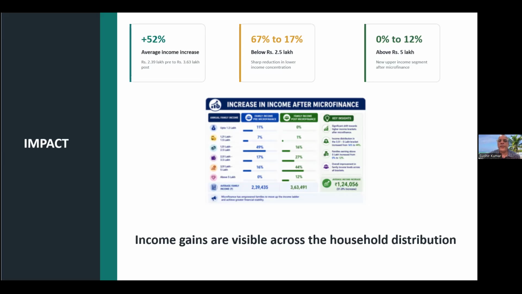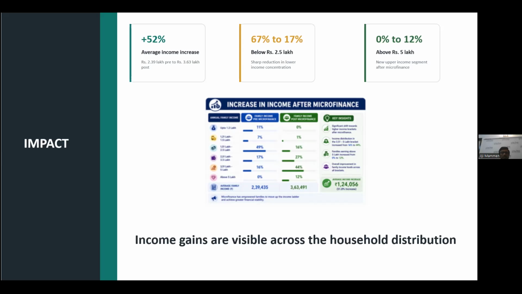Are you talking about the left side, the income bracket? Yes, that's the income bracket: up to 1.2, 1.2 to 1.5, 1.5 to 2.5, 2.5 to 3.5, 3.5 to 5, and above 5. The first column is pre, the second column is post. The percentage is the percentage of clients falling into these income categories. And now that same percentage has come down.